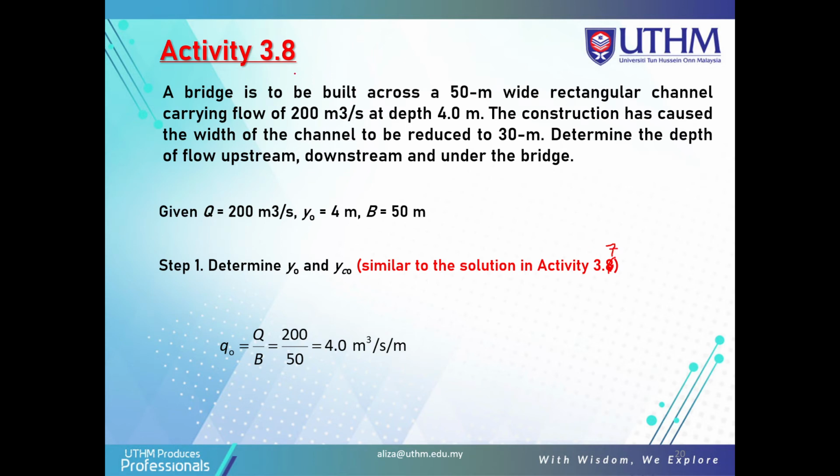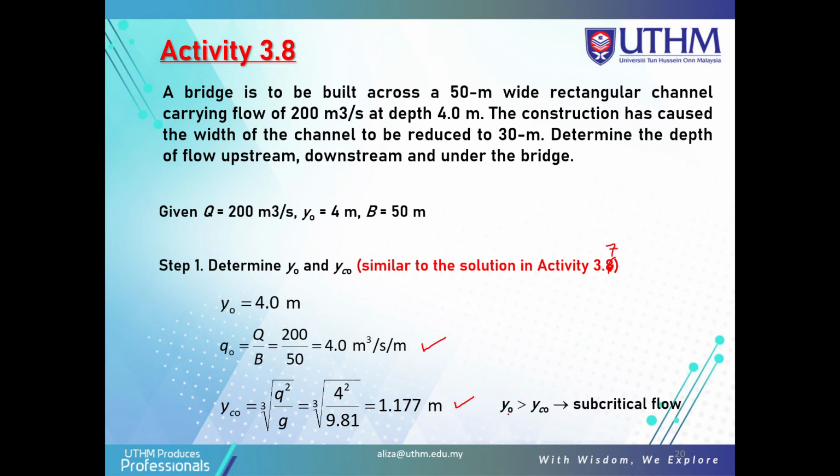So a bridge is to be built across this one. Just calculate step by step, similar to the solution in activity 3.7. So the Q naught is 4 meter here, and we get the C naught here. The critical depth at the constriction is 1.177. So Y naught is subcritical flow. This is to determine the depth of flow upstream, downstream, and under the bridge.